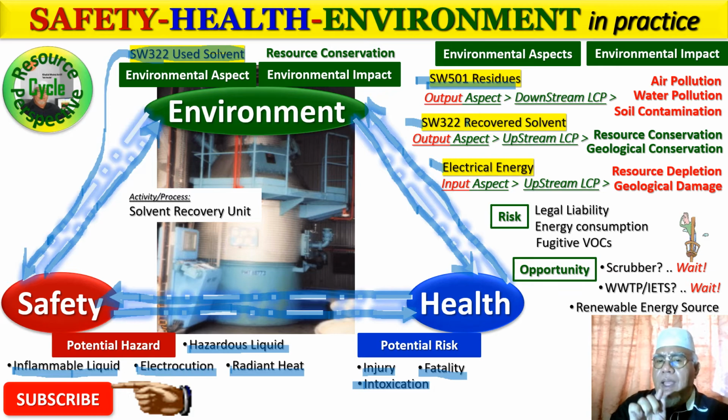Let's take a look. And we have to look at clause 8 of this environmental management system, operational control, where when we want to do operational control, how to manage this environmental aspect, we have to look at it from its life cycle perspective. Therefore, let us begin. Residue is an output environmental aspect. So, what is its probable environmental impact? This is by looking downstream from its life cycle perspective.